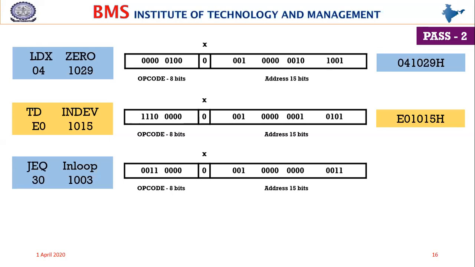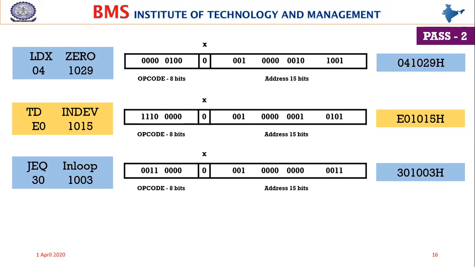Have a look at this. We have 3 represented as 0011, and the 0 is represented by 4 zeros. X, as it is not indexed addressing mode, is 0. And for the rest, 1 is represented by 0001, and the 2 consecutive zeros are represented as 4 bits of zeros each. And the last one is 3, which is represented by 0011. The object code is 301003 hexa.